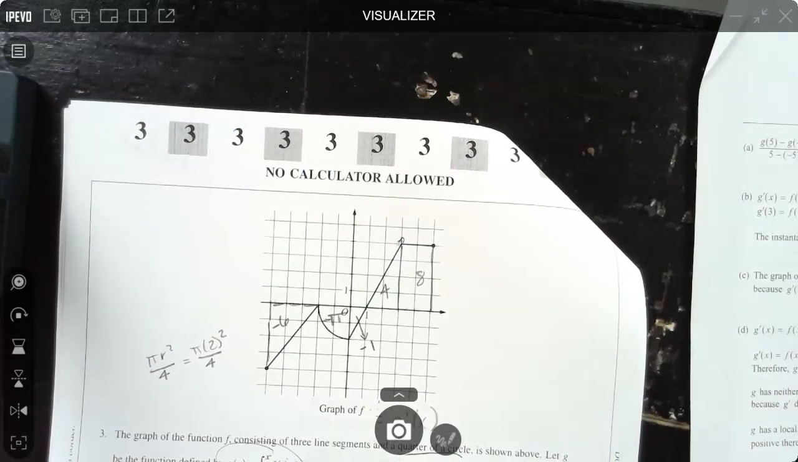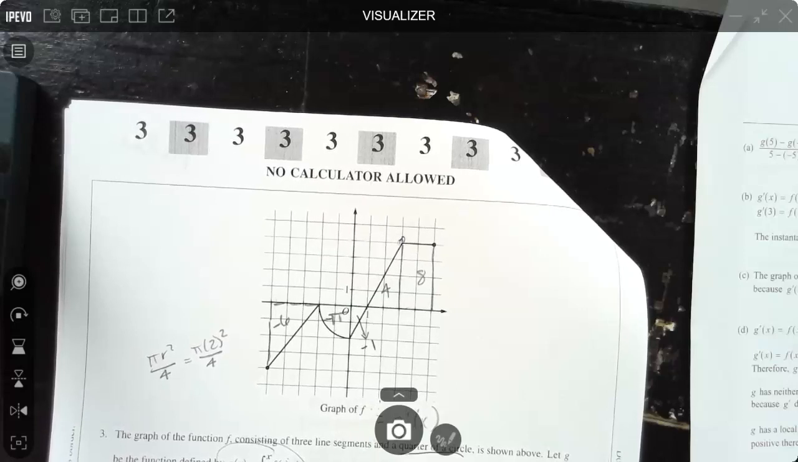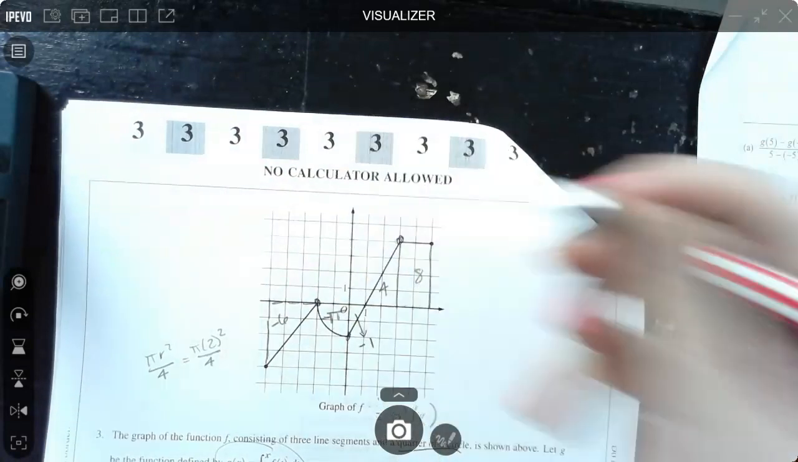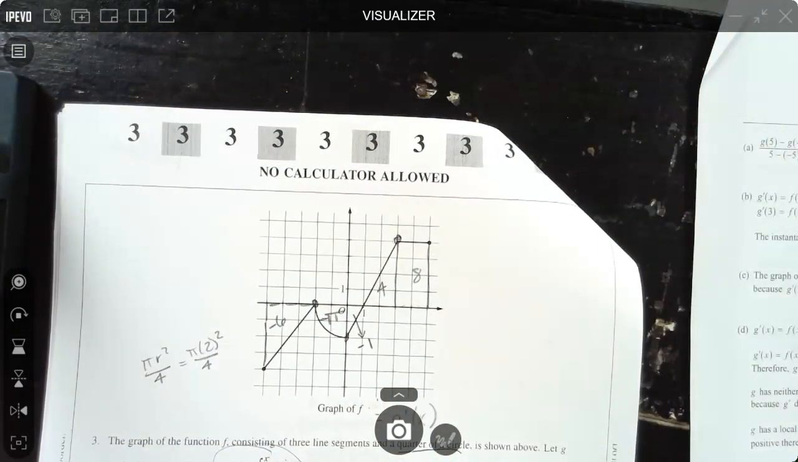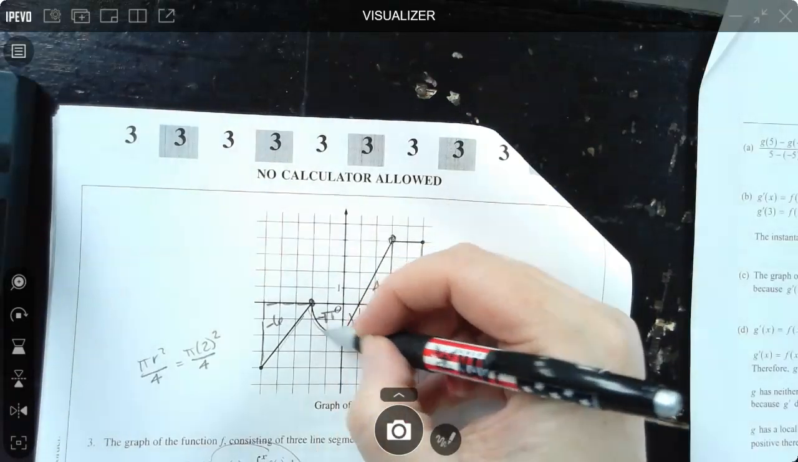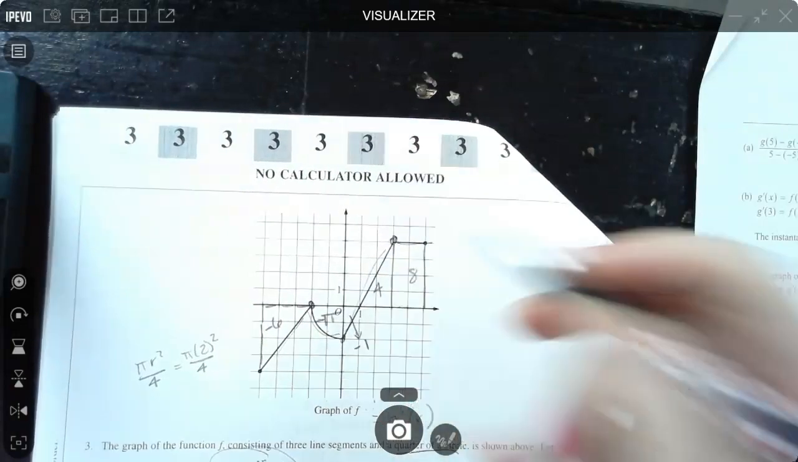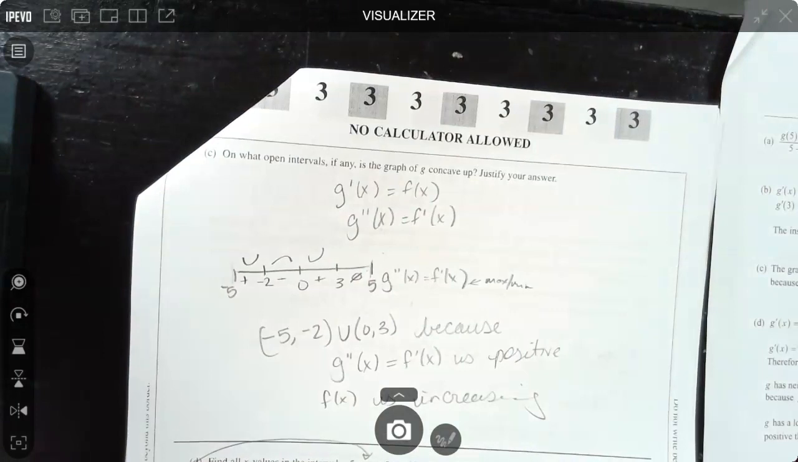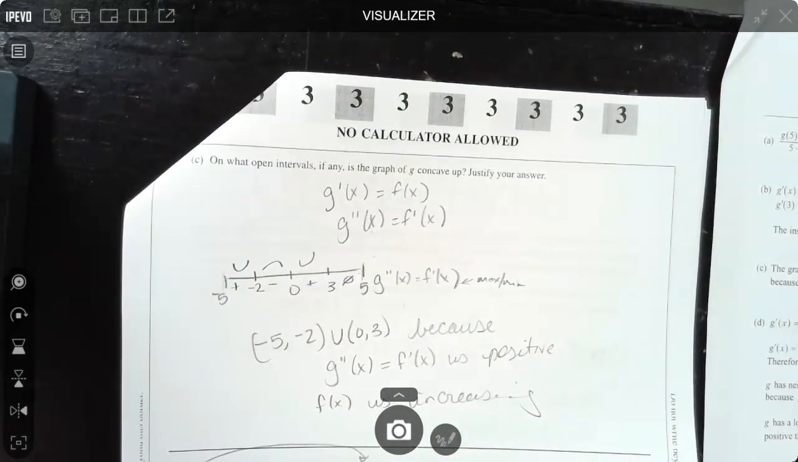The graph is the derivative, so I'm looking for maxes and mins of the derivative. So positive, negative, positive, constant, which was where I put my 0 here. So where is it concave up?